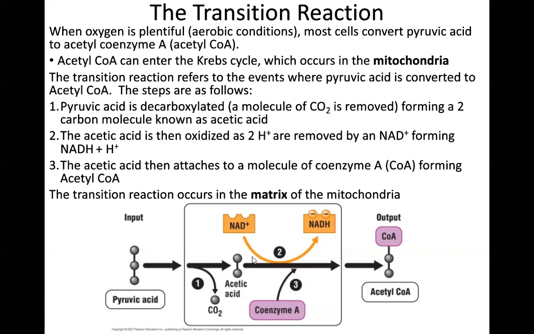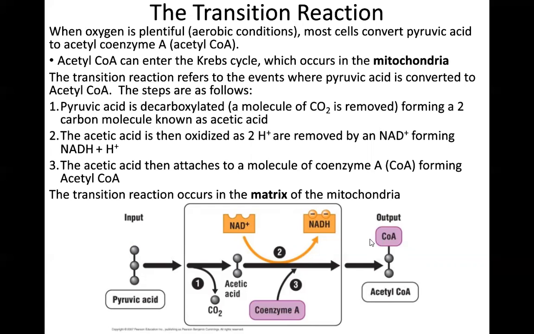We oxidize it. Oxidize, remember, means to snag electrons. There's the 2 electrons forming NADH plus H plus, or NADH2 if you write it that way. The second hydrogen is not really listed here, but it's there. And then we slap a coenzyme A to it, forming acetyl-CoA. The CoA is short for coenzyme A. This is what's capable of entering the Krebs cycle.